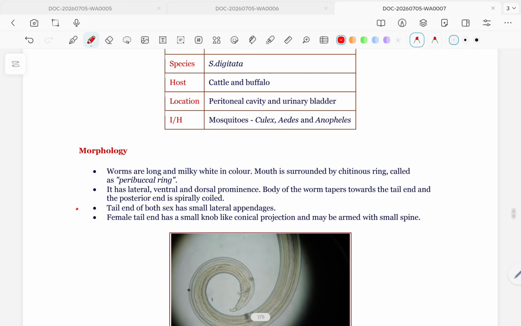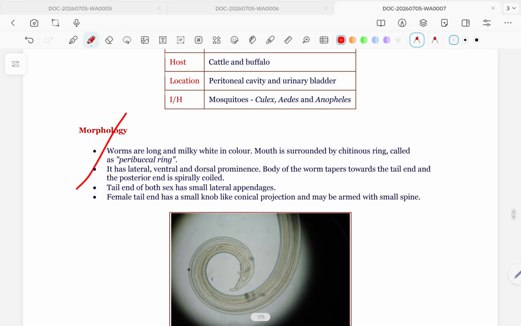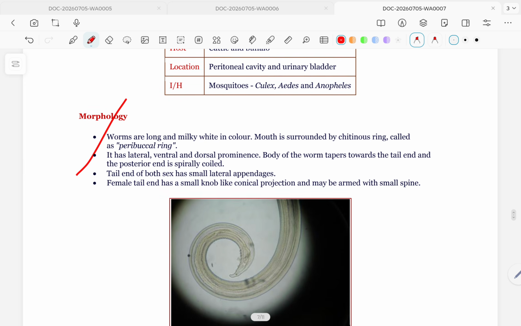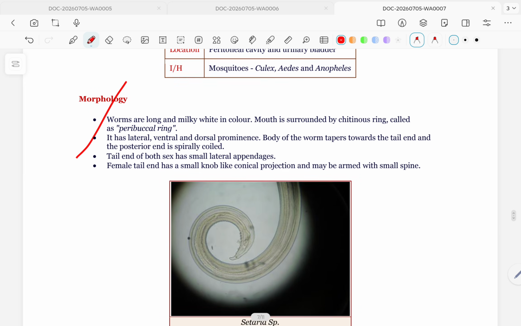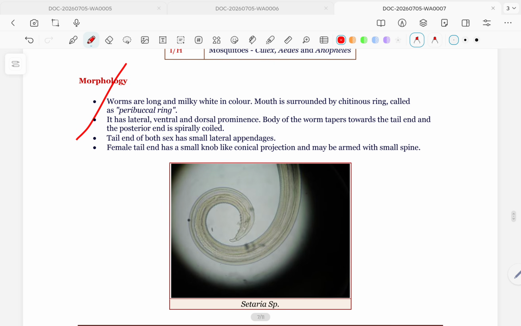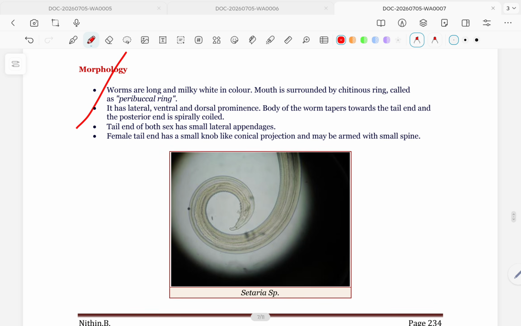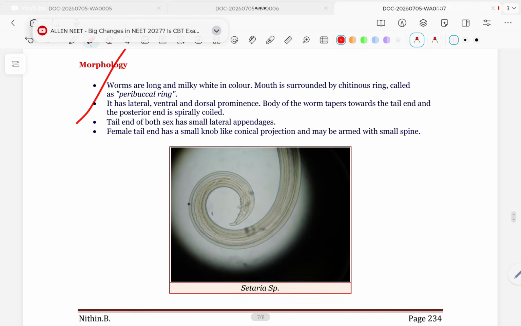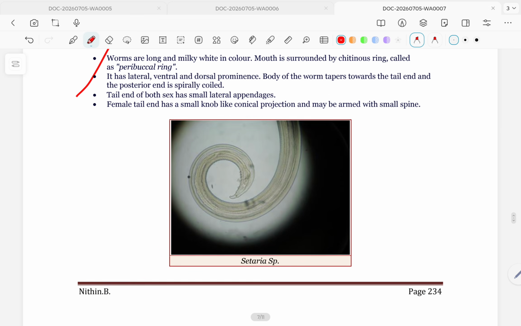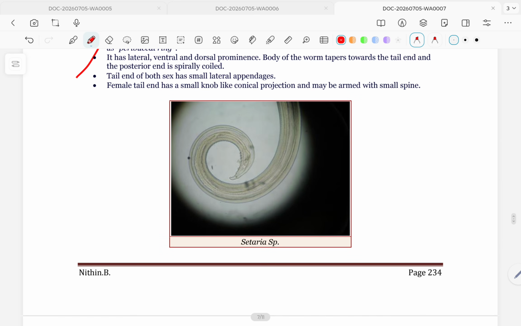Morphology. Worms are long and milky white in color. The mouth is surrounded by a chitinous ring called the peribuccal ring. It has lateral, ventral and dorsal prominences. The body of the worm tapers toward the tail and the posterior end is spirally coiled. The tail end of both sexes has small lateral appendages. The female tail end has a small knob-like conical projection and may be armed with a small spine.